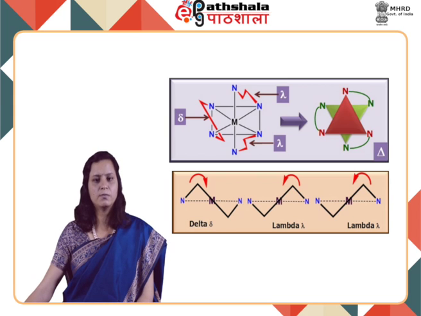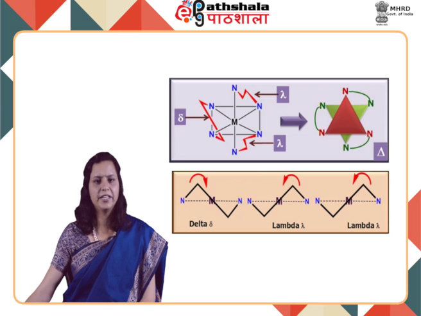For a tris bidentate complex having the absolute configuration delta and 3 ligand chains with conformations lambda, lambda and delta, the designation for the complex is written as delta, small lambda, small lambda, small delta. This informs that 2 of the rings have lambda conformations while the third has delta conformation.